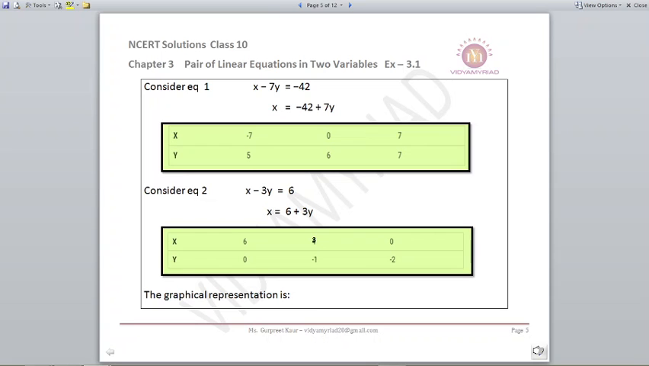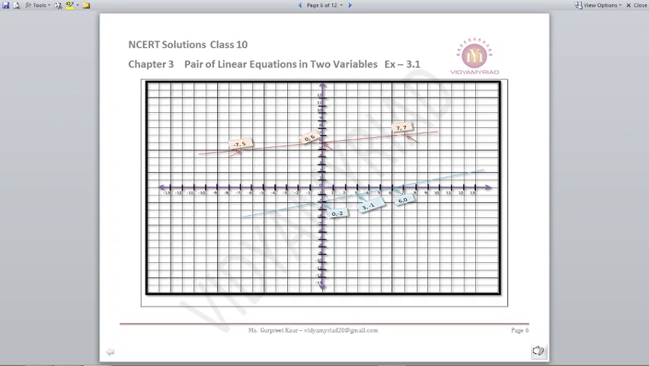Using these x and y coordinates, we can present this in the form of a graph, which will look like this. So there is a blue line showing one line, and there is a red line showing the other line.